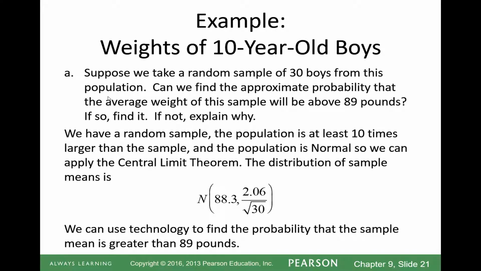Looking at part A again. We take a sample of 30 boys from the population. Can we find the approximate probability that the average weight will be above 89 pounds? We have a random sample, and the population is at least 10 times larger than the sample. The population is normal, so we can apply the central limit theorem. The distribution of the sample means is this, where you have your mean and your standard error.